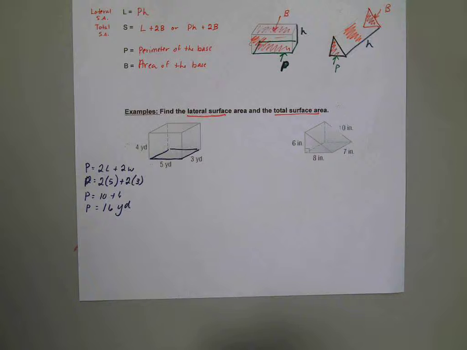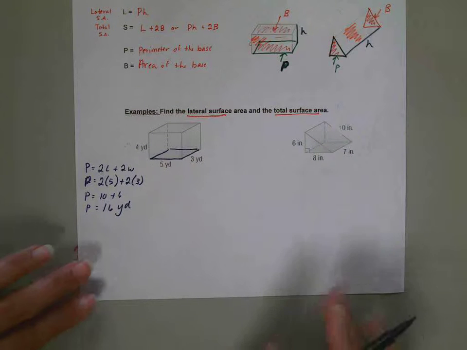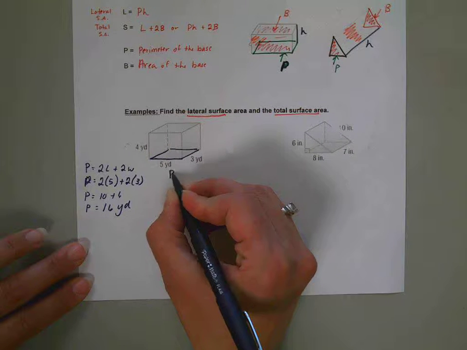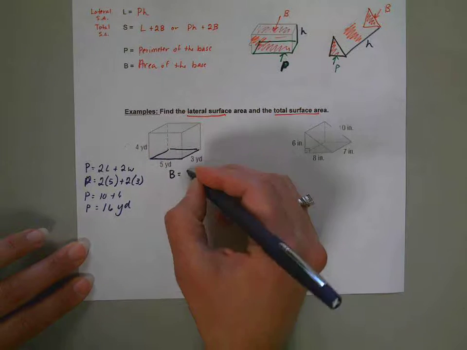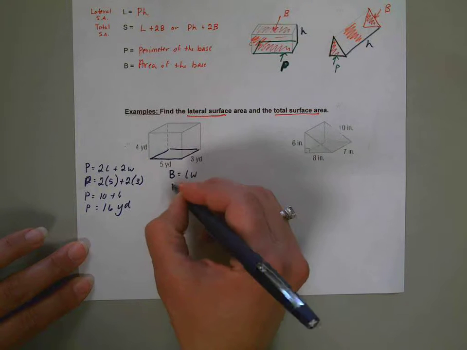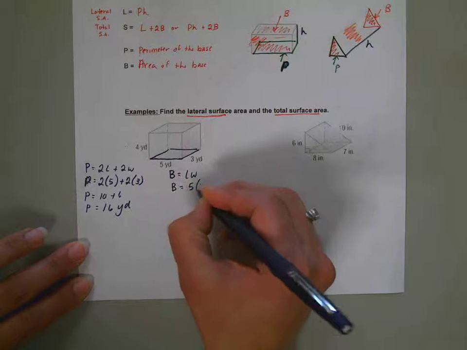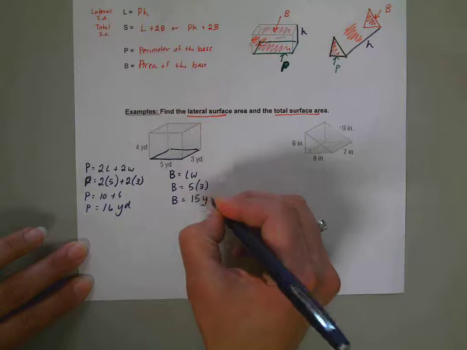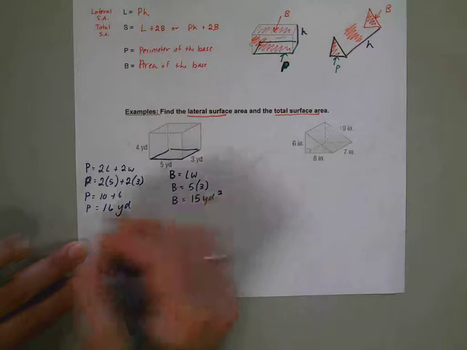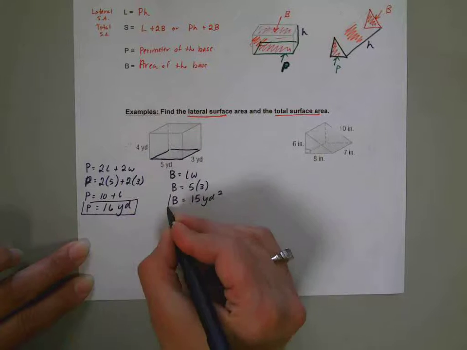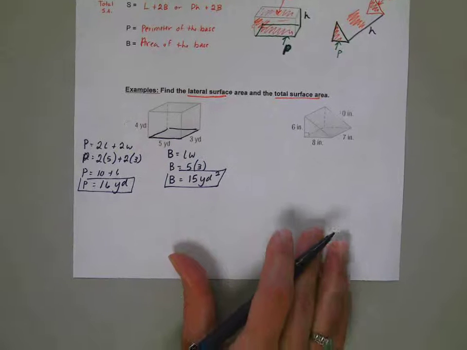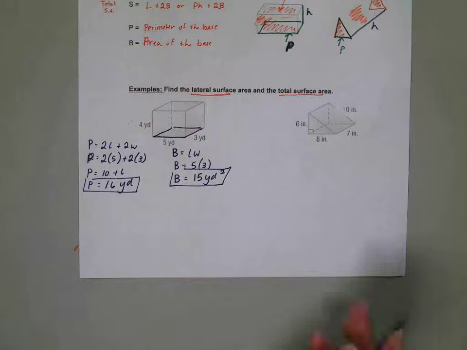Okay, now we're going to look at the area of the base. So the base is a rectangle, so I'm doing length times width, 5 times 3. The area of my base is 15 square yards. So I have my perimeter and my base, and now I'm going to use those numbers to substitute into my lateral and my total surface area.